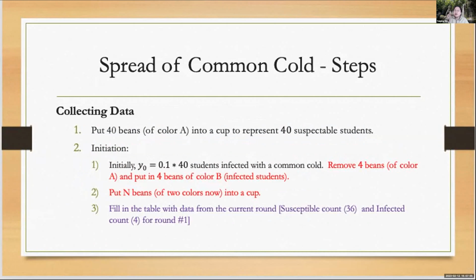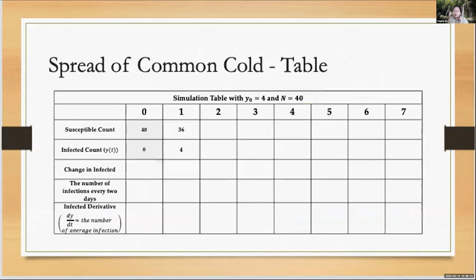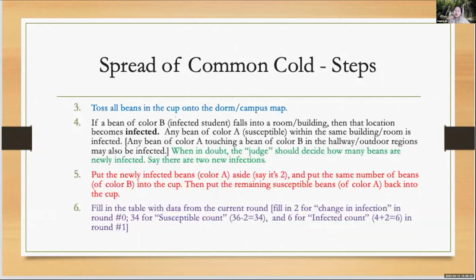So we remove 4 beans of that particular color out of the 40 from our cup, and we switch in 4 beans of a different color. With this cup of 40 beans now of 2 different colors, we first make sure we record that data. We start from 40 beans, all of the same color, namely 0 infected students. Then we have 10% of them infected, so that's one color. 36 of those are not infected. So after we record our data, we begin to run our simulations.